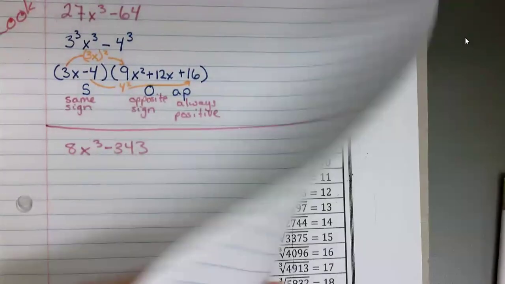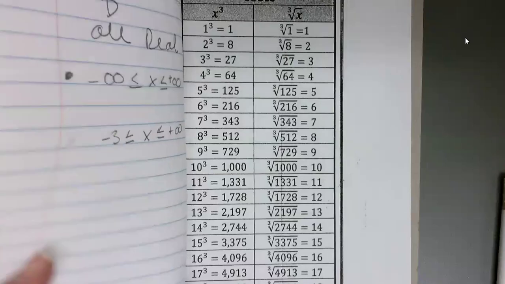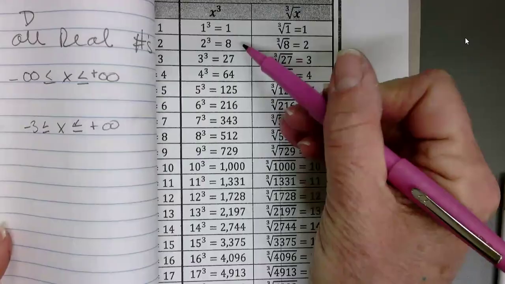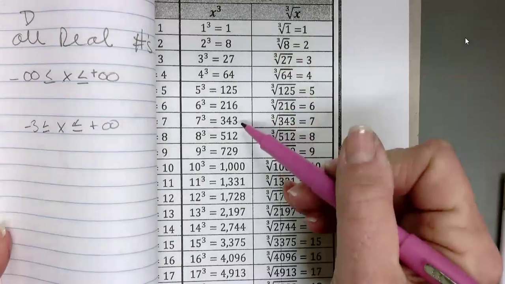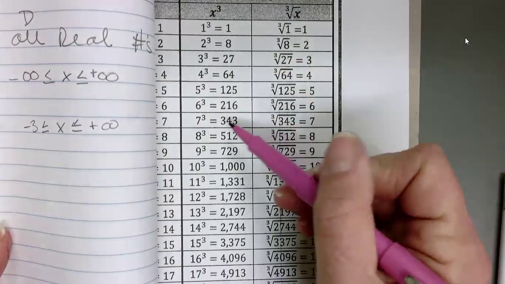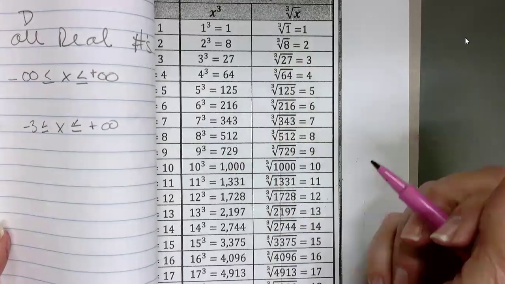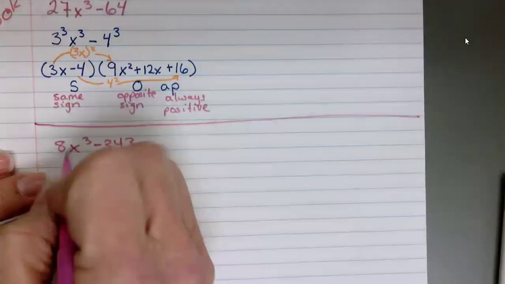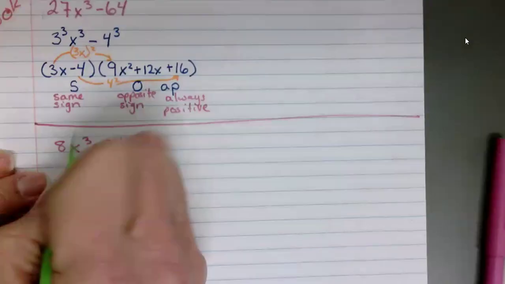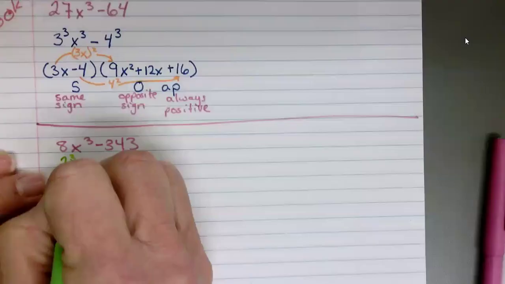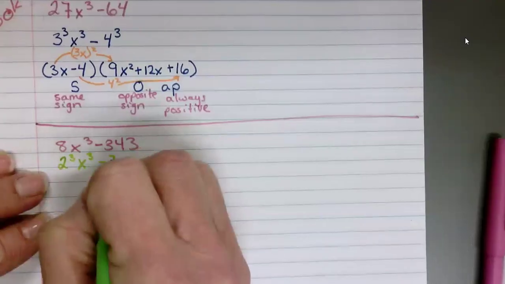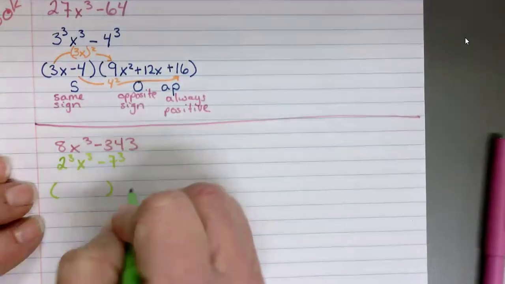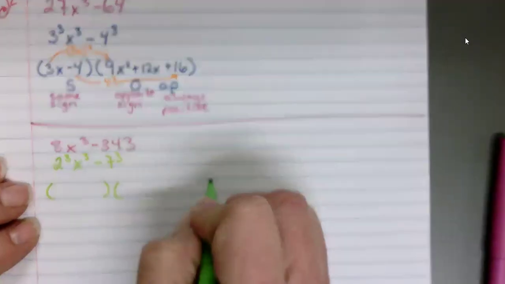So you're going to go to your perfect cubes and we're looking for 8 and 343. There's 8. Boom, there's 343. 7 cubed is 343. So here we go. I'm going to rewrite it as cubes, right? So 2 cubed x cubed minus 7 cubed. And then the pattern is that I'm going to have a binomial times a trinomial.